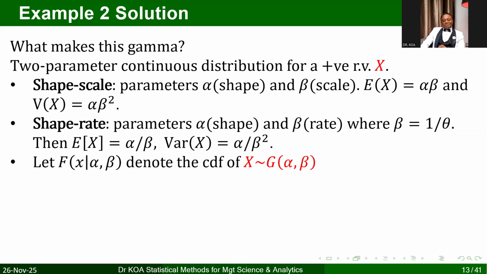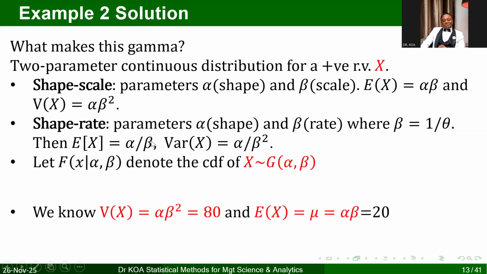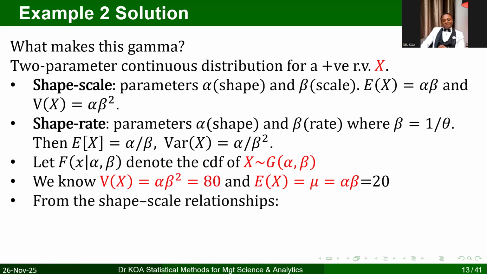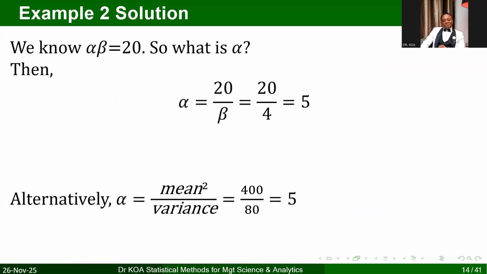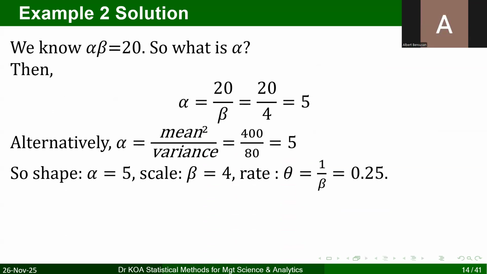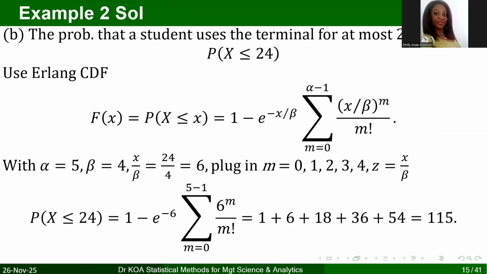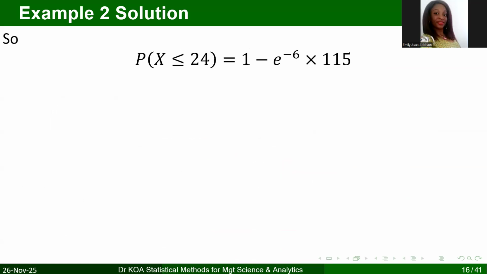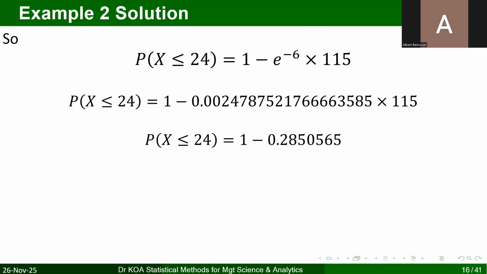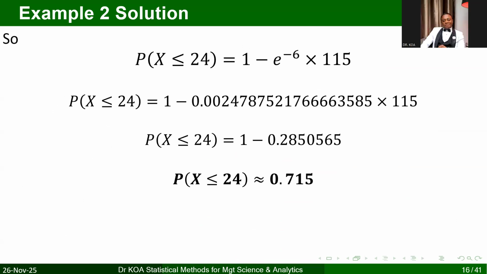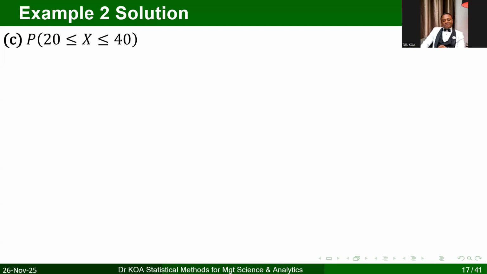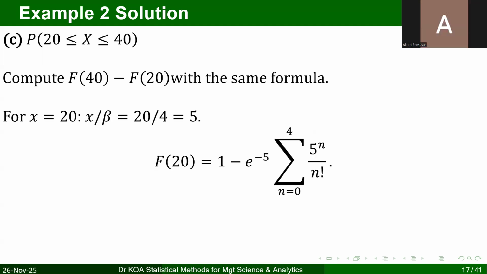Who is ready to rock and roll? Who has done the 20, first of all? What were the Z values for both of them? For 20 is 5. And for 40 was 10. So you're finding the Z of between 5 and 10.